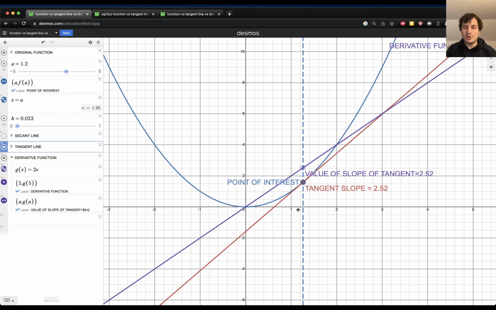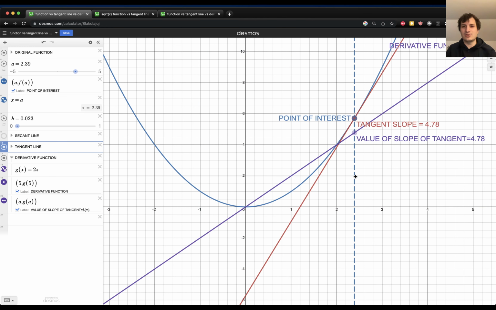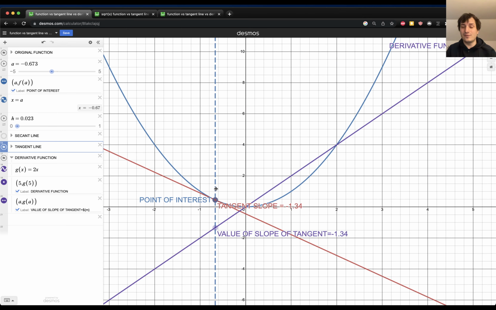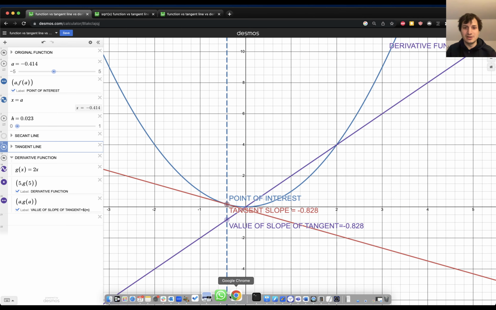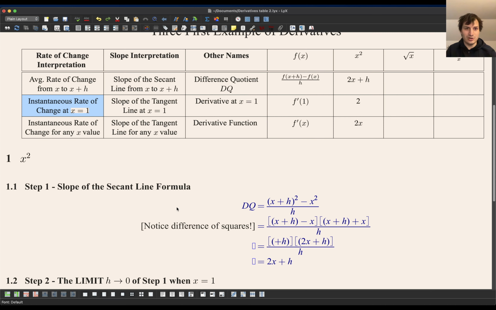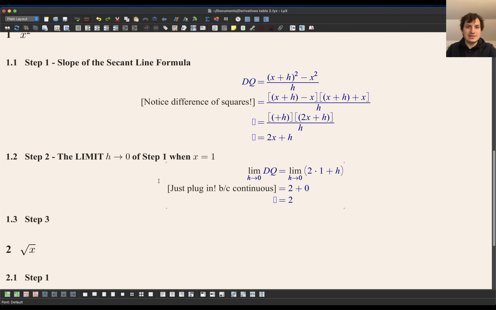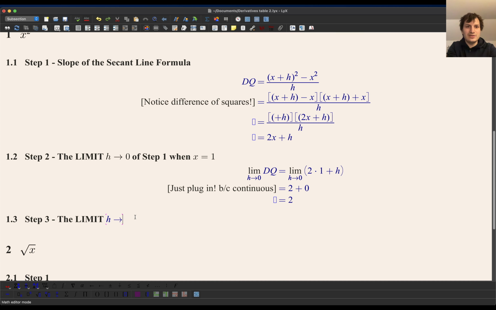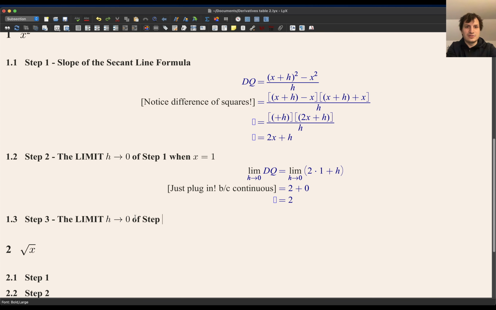And you can see that this purple function captures the slope of the tangent line everywhere. It turns out the value of this function is 2x. Why is it 2x? That's what we're about to show in step 3. And it's exactly what we did before. We're doing the limit as h goes to 0 of step 1 for an arbitrary x, for any x.